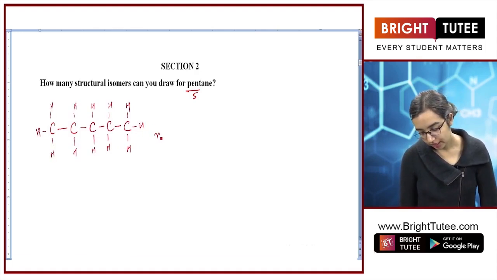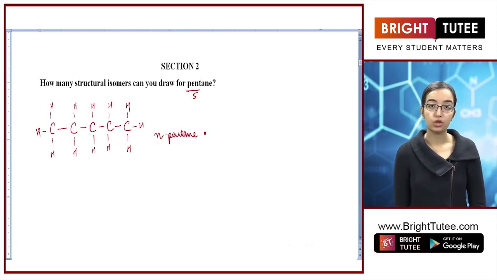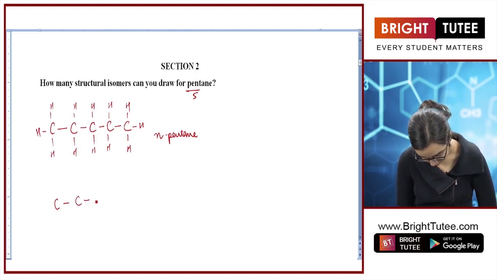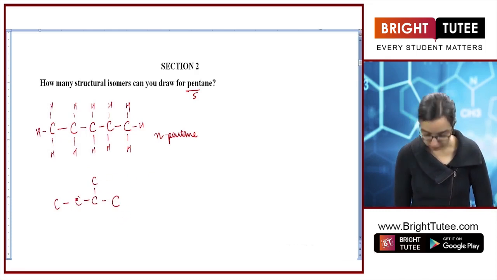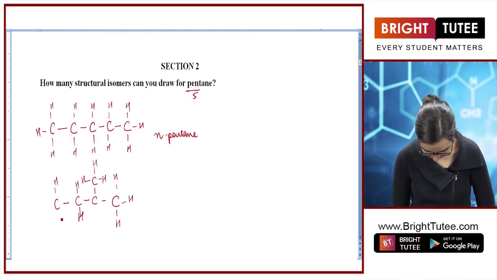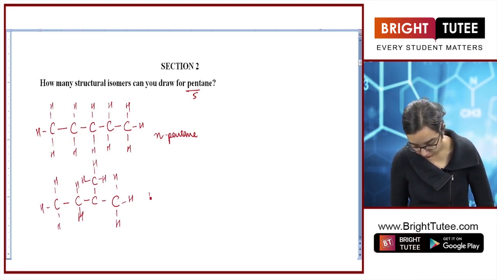So this is called N-pentane. It is a straight chain of 5 carbon atoms. Now one option is that we can remove one of these and put it here. This is the next form of isomer of pentane. This form is called isopentane.